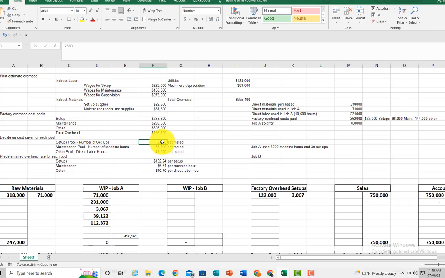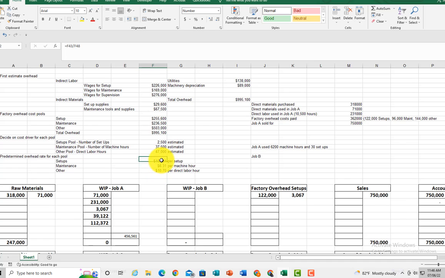Okay, and we're gonna decide that the number of setups is a good cost driver for the setups cost pool. Number of machine hours for the maintenance cost pool, and then we'll just use direct labor hours for the other because that's what we did in our early example. It seems like it's a reasonable assumption.